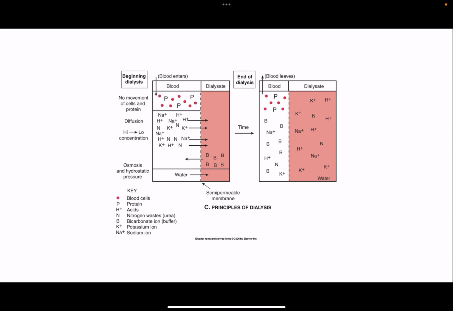Here is the dialysate, which is the buffer solution. All you really have is buffer, base, to try to neutralize the acid. Because it's so low in concentration, all of these hydrogen ions, excess potassium ions, and sodium ions are going to move towards less concentrated. It's going to want to reach an equilibrium on either side of that membrane. So at the end of dialysis, all of these metabolites and things that we have excess of are in the buffer, and your blood should be more leveled out than it was before.